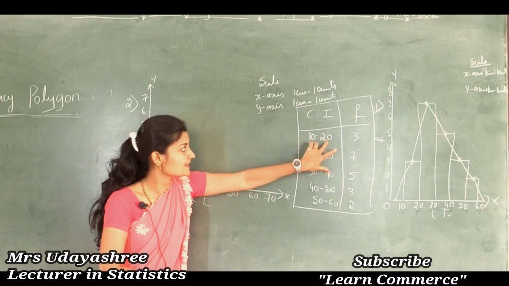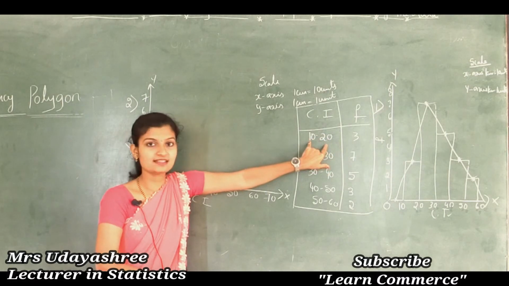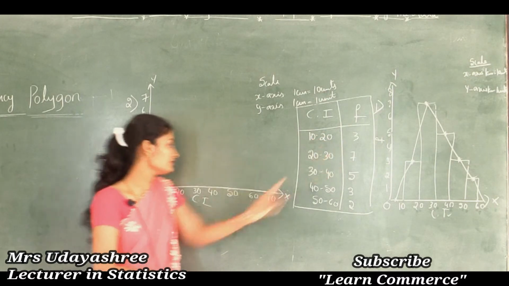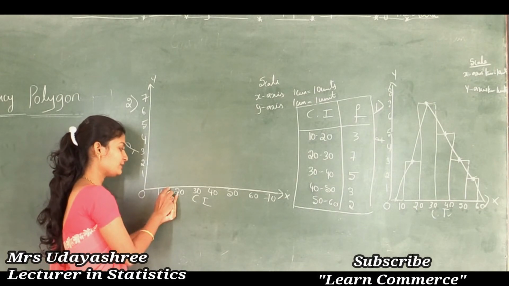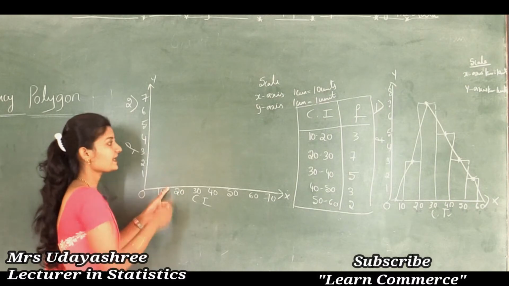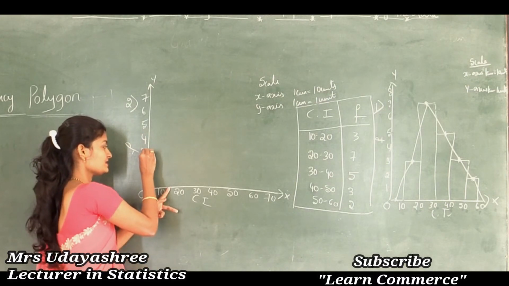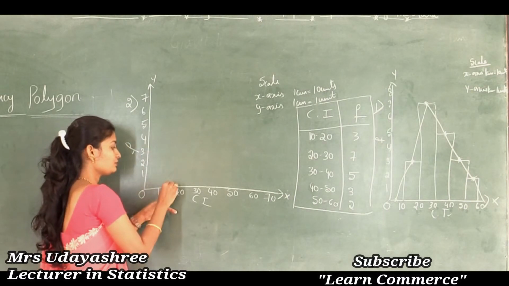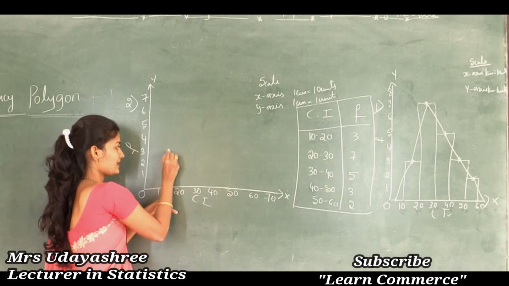So for this, the midpoint of the first class, 10 to 20, is 15. So 15 comes here in between these two values. Here the corresponding frequency is 3. So this is the corresponding place, and here we need to mark like this.